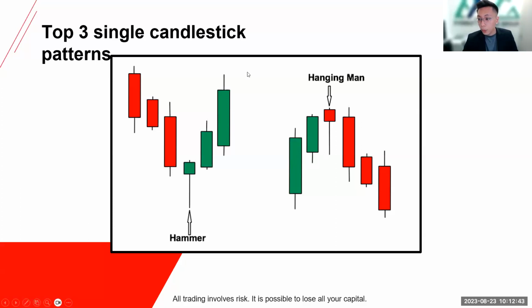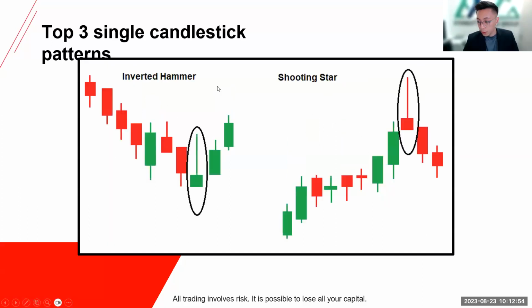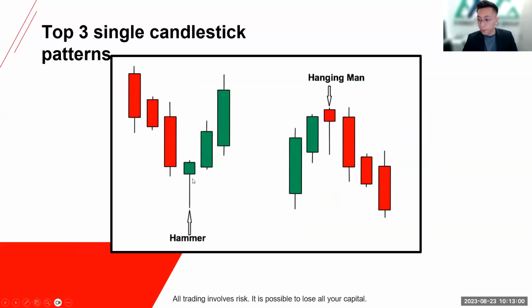And same for bullish reversals, it has to be bearish first, and then once this candlestick appears, then you will know that it's a sign for a reversal. Okay, next will be inverted hammer. So inverted hammer is basically the opposite of a hammer.